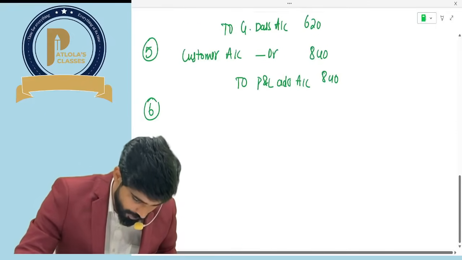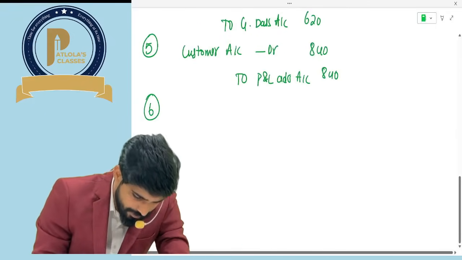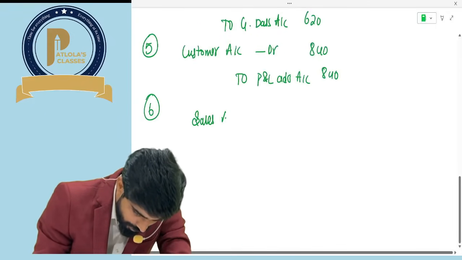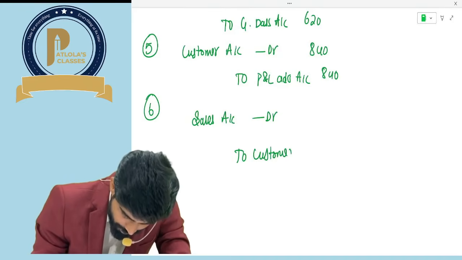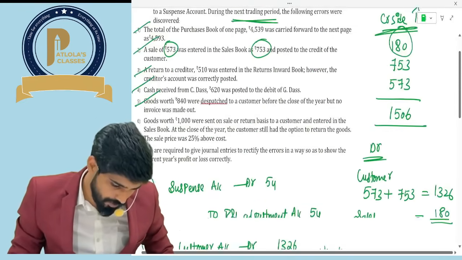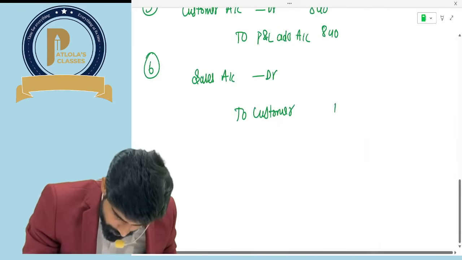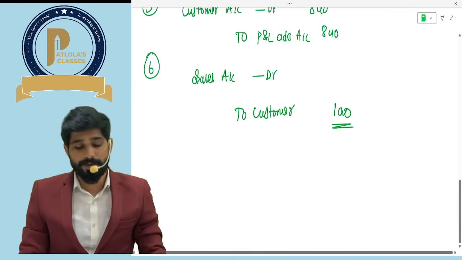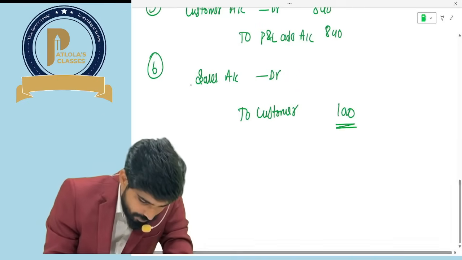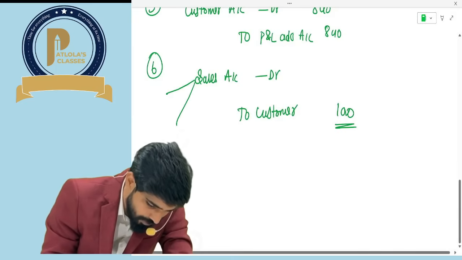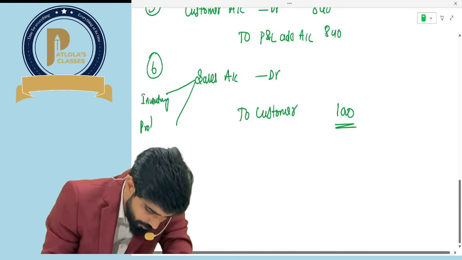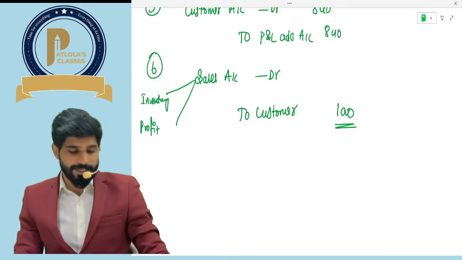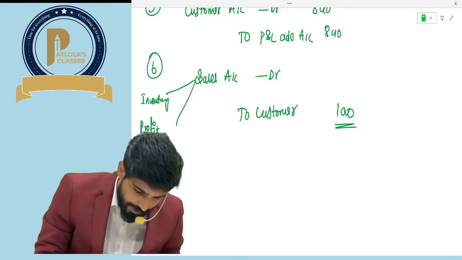Okay, now the entry will be sales account debit to customer. But wait, I will make some changes to this. How much is the amount, sir? The amount will be 1000. But what I would like to do is, sales will have two things, sir. Generally sales will have two things. One is inventory, another is profit. I would like to split that sales into inventory and profit.